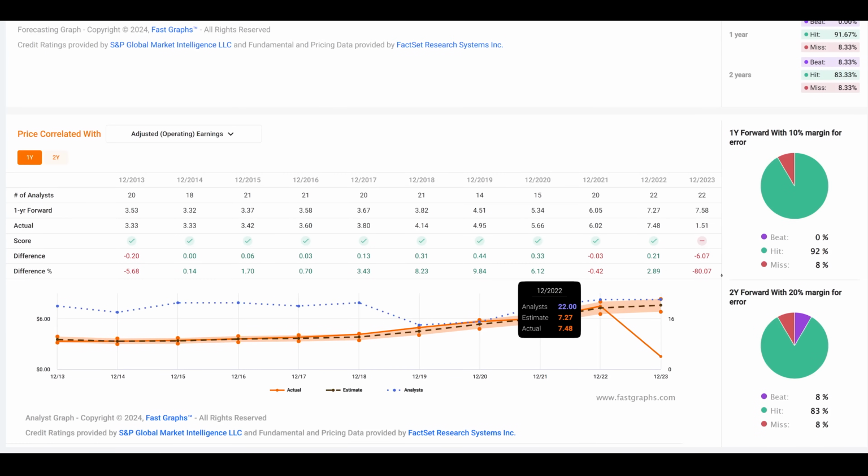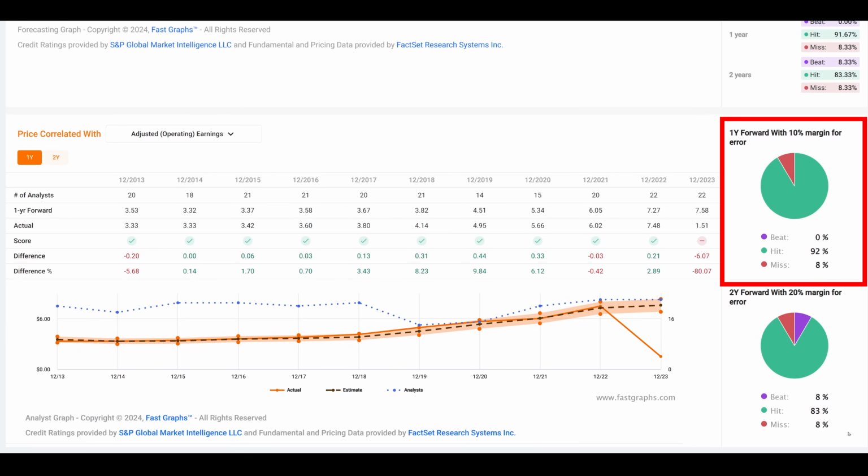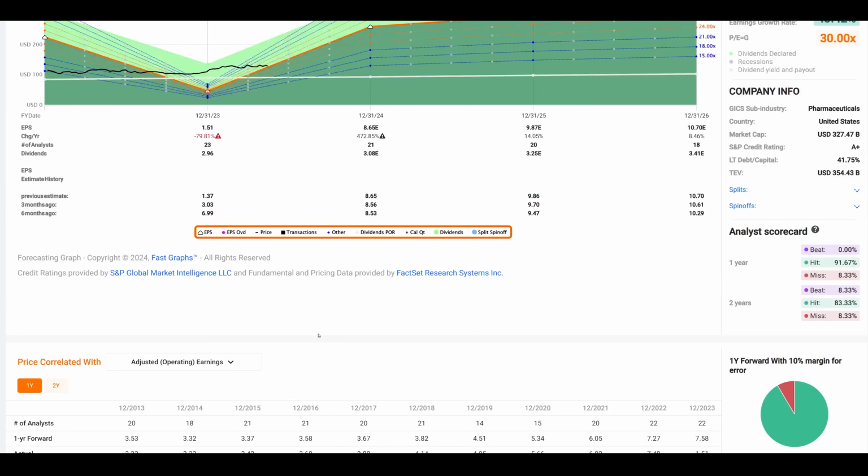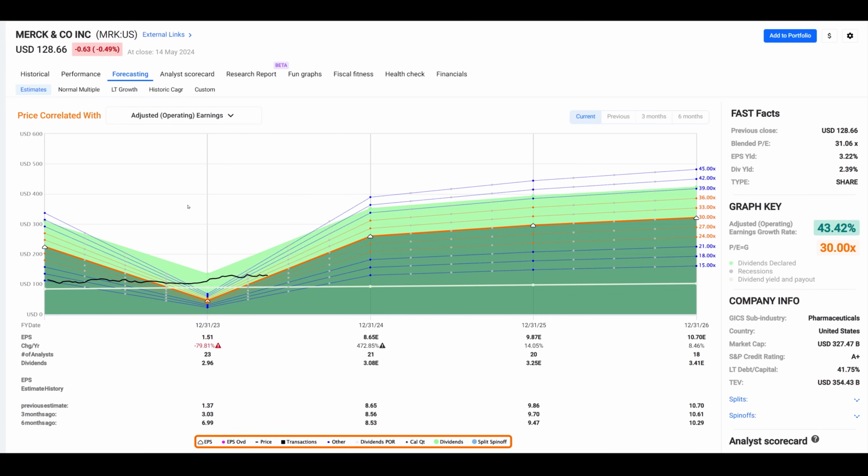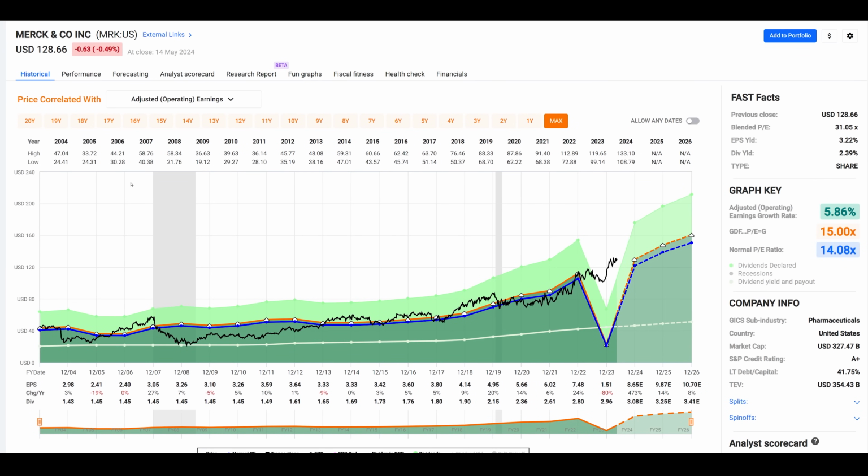Looking at Merck's analyst scorecard, it's quite a bit better than Pfizer's on the 1 year forward, 17% versus 8%. So this is a company that has a pretty good analyst scorecard record, but so does Pfizer. So looking at these companies, it's a matter of where the current valuation is and what the future growth is. Pfizer has been a much slower grower than Merck in recent years.